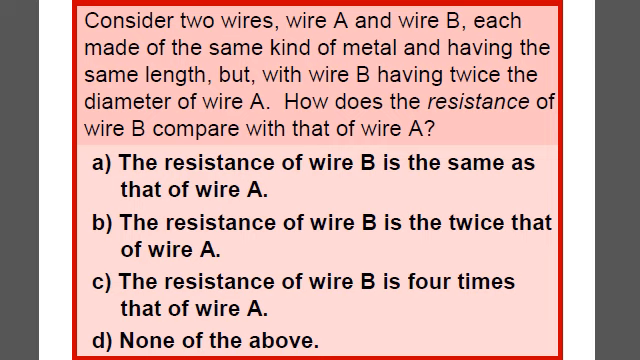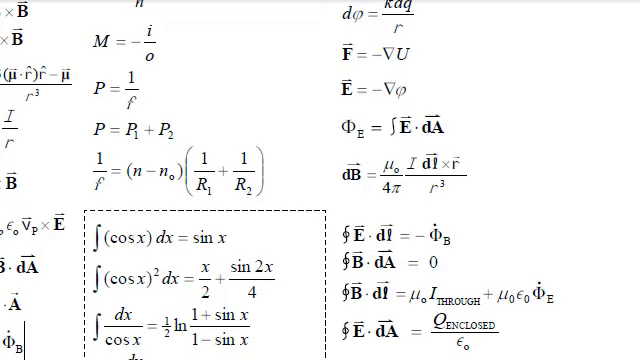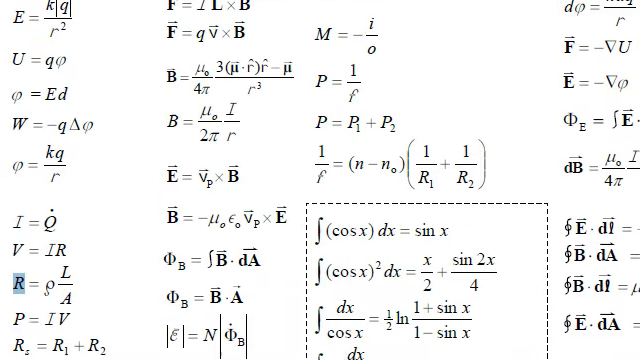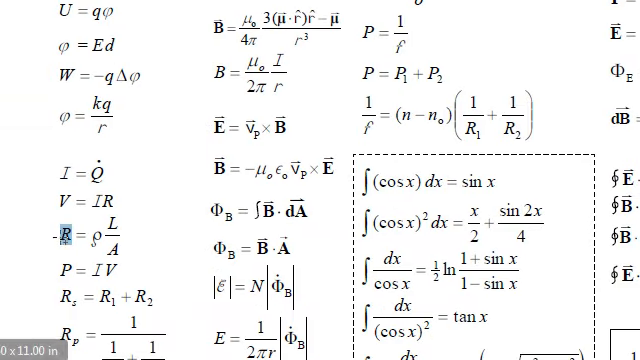So let's take a quick look at the formula sheet. We've got over here the resistance is rho times L over A. That's the resistivity times the length divided by the area for the wire. I'm going to go ahead and write that down. The resistance, what we're asked to compare, is equal to the resistivity times the length divided by the area.